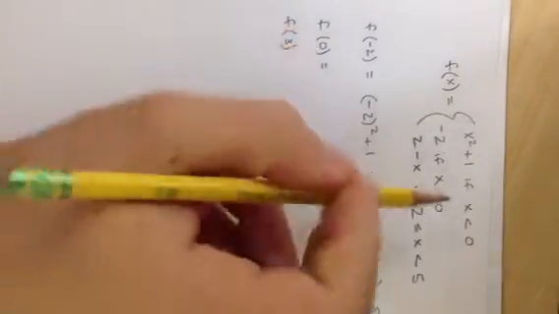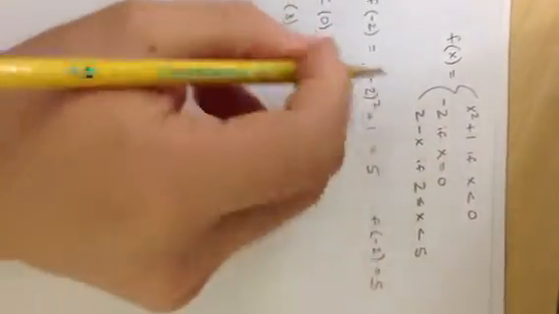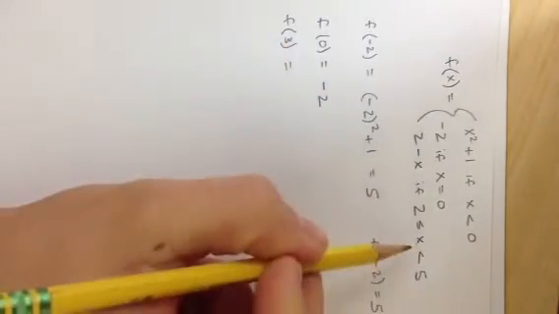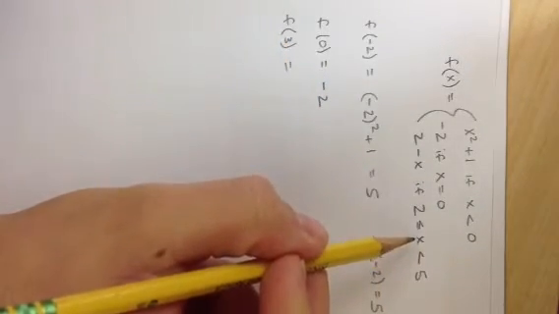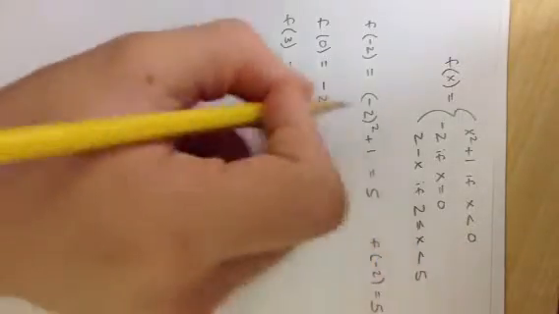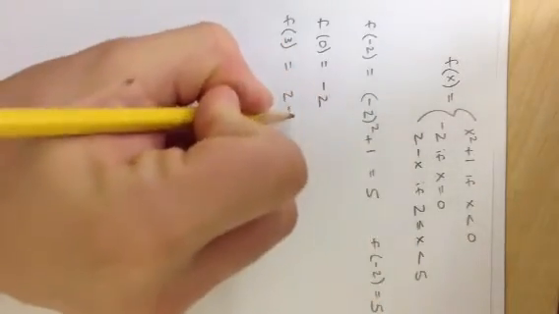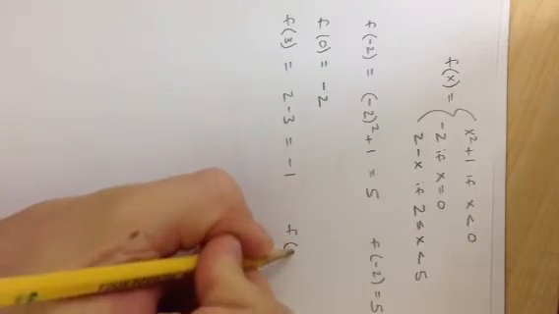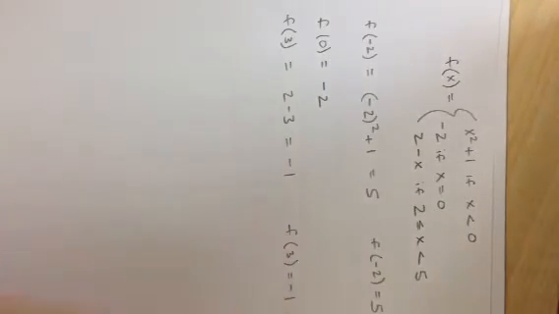For the next one, f of 0, that's given in the middle equation. So f of 0 equals -2. And then f of 3 fits the bottom equation because it's greater than 2 but less than 5. So 2 minus 3 equals -1. So f of 3 equals -1.